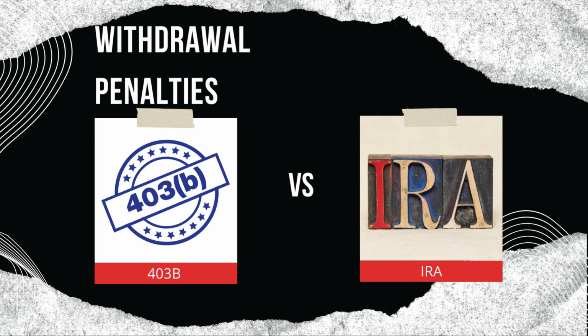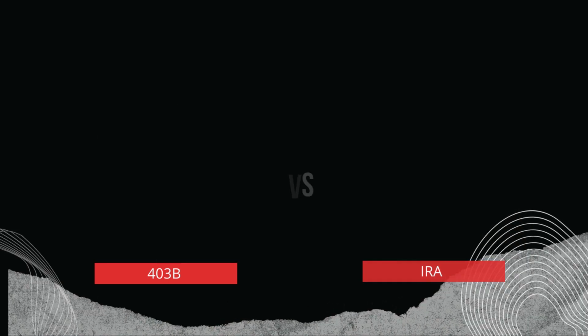Withdrawal penalties. If you take a withdrawal from a 403B or a traditional IRA before age 59 and a half, you may be subject to a 10% early withdrawal penalty in addition to income tax on the distribution. There are some exceptions to this penalty, such as first-time homebuyers, certain medical expenses, and certain educational expenses. In a Roth IRA, you may be able to withdraw contributions, not earnings, at any time without penalty.